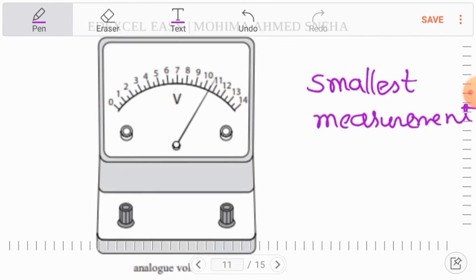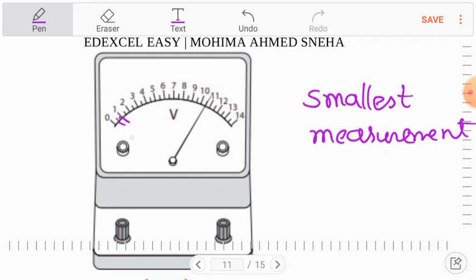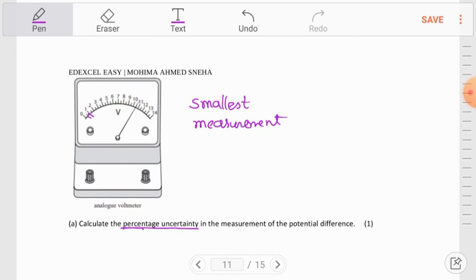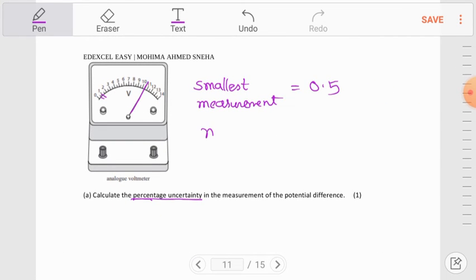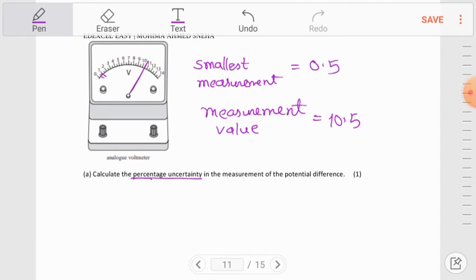And if we zoom in on the picture, we can see that there is 1 and there is this 0.5. So the smallest measurement is actually 0.5, and the value that this analog meter is giving is 10.5. So we can write the measured value is 10.5. To find the percentage uncertainty, we need to first find the absolute uncertainty of this device, and we can find the absolute uncertainty by dividing the smallest measurement by 2.